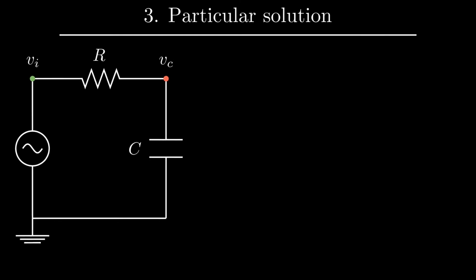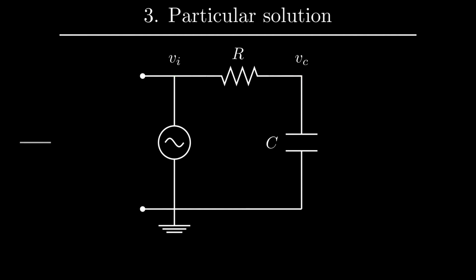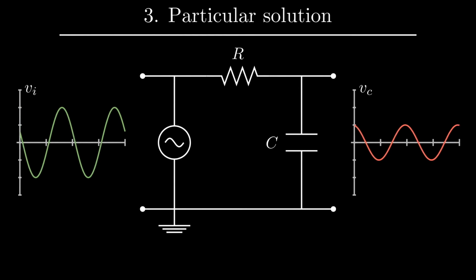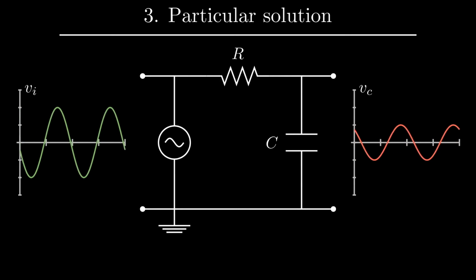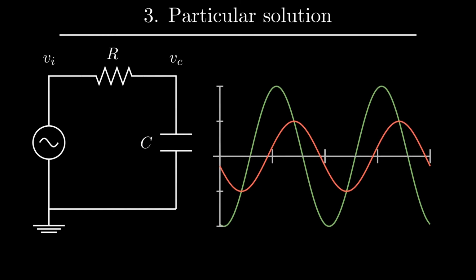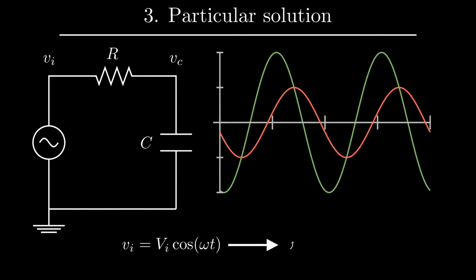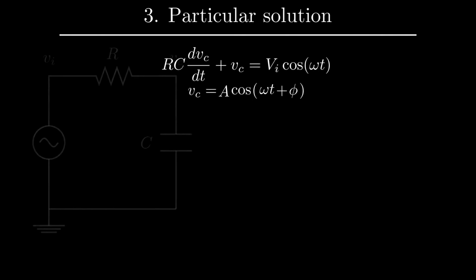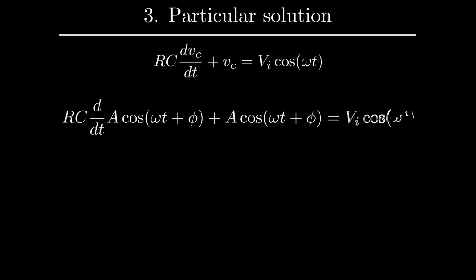Moving on, step 3 was to find the particular solution. But before that, let's cheat a bit and look at the actual output in the scope. Here's the input signal on the left, a cosine function. And here's the output signal on the right, which is nothing but the voltage across the capacitor. Placing the signals one over the other, we can observe that the output is also a cosine function, but scaled by some factor A and shifted by some angle phi. Now we know what the output looks like. So let's just plug it into the differential equation to find the amplitude and phase shift, and then we are essentially done.